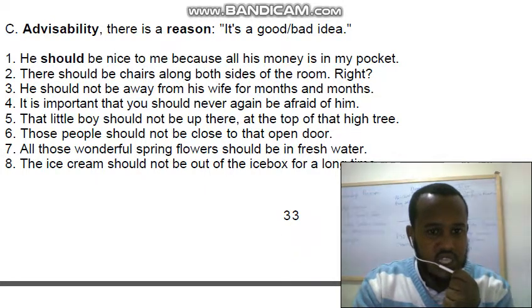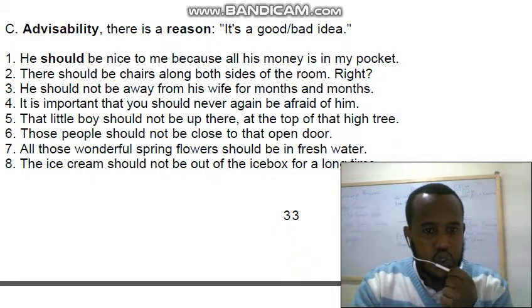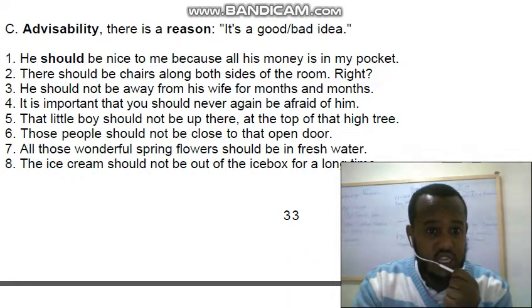It is important that you should never again be afraid of him. That little boy should not be up there at the top of that high tree.